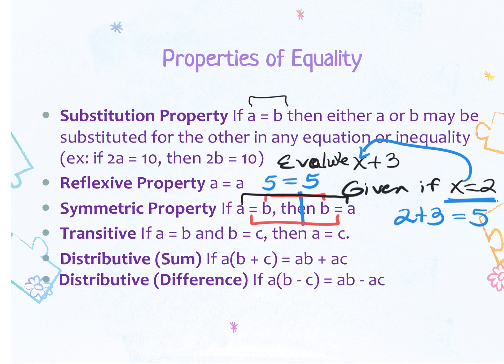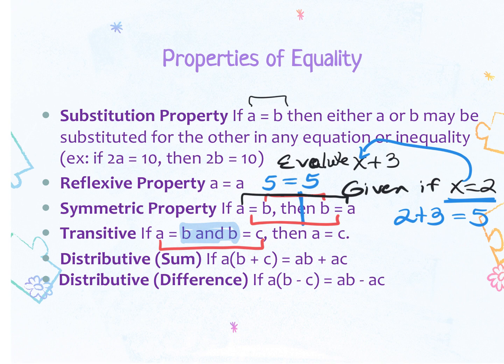The next one is called the transitive property. And this is similar to our law of syllogism. So if A equals B and B equals C, then A equals C. So the middle part blends together. So notice these B's here, they sort of cancel out because both A and C are equal to B. So then you can conclude that A is also equal to C.